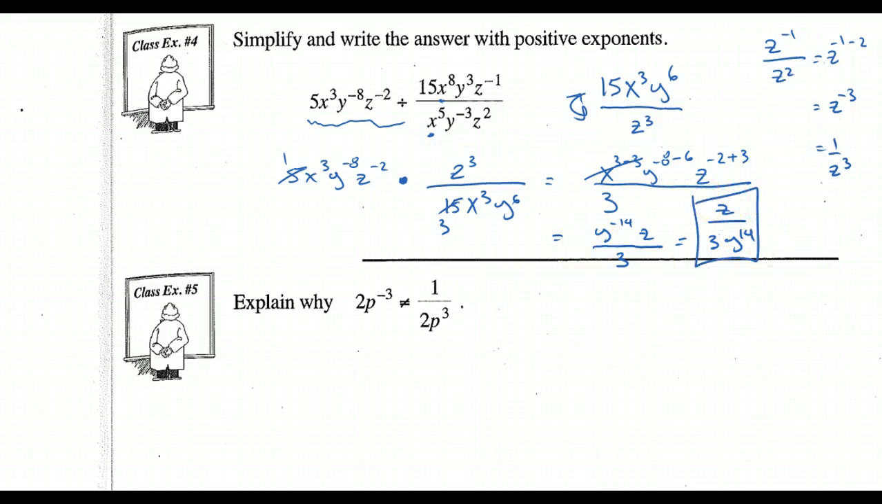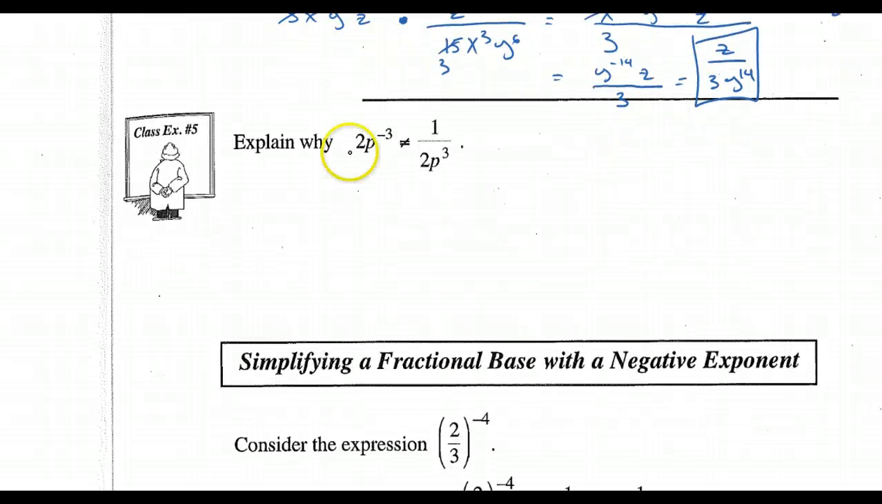Okay, let me do one more here. Explain why 2p to the negative 3 does not equal 1 over 2p. The simple reason is because the 2 is not affected by the negative 3. In other words, the exponent on the 2 is 1. This, however, 2p to the negative 3 would be 1 over 2p to the 3.